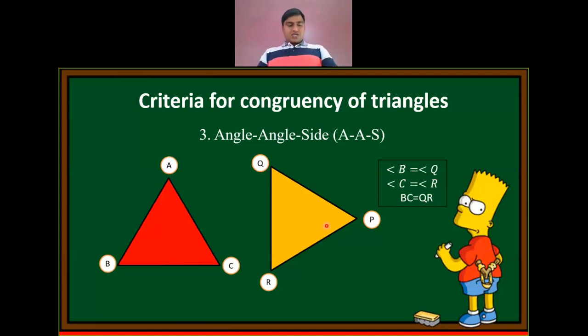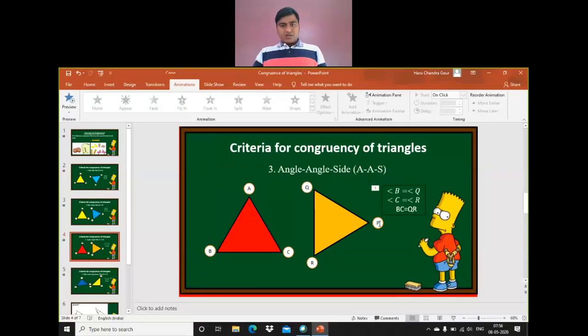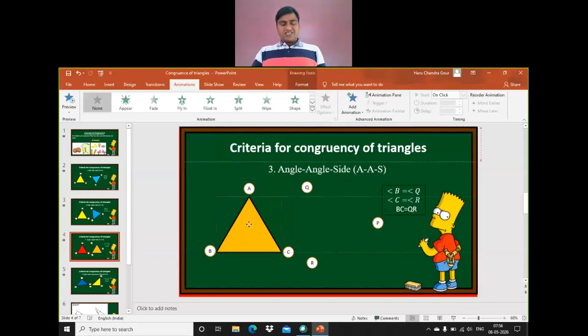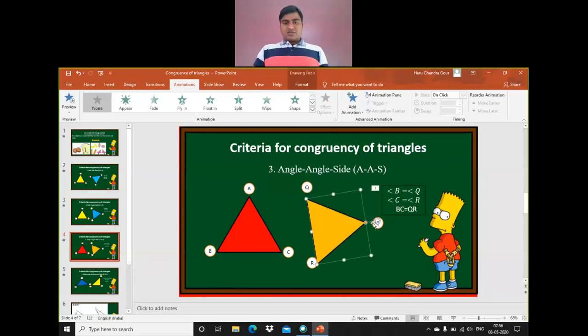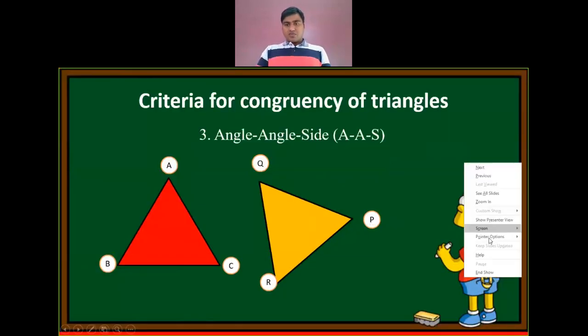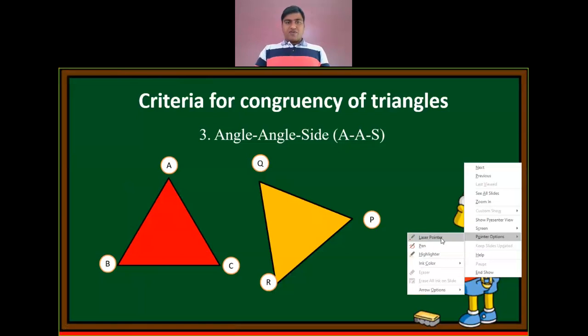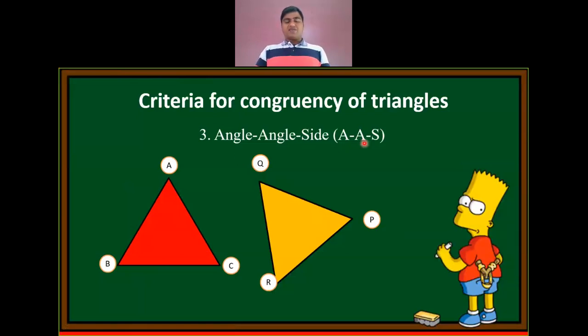Now verify using rotate and shifting. First we rotate the triangle PQR and shift it onto the triangle ABC. It shifts exactly onto ABC. So triangle ABC and triangle PQR are congruent to each other. This congruency is called AAS congruency, angle angle side.